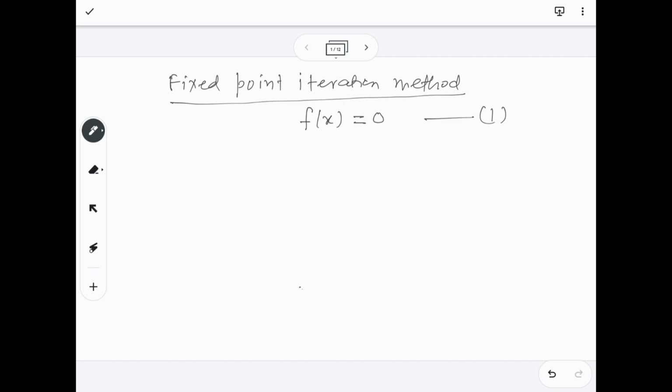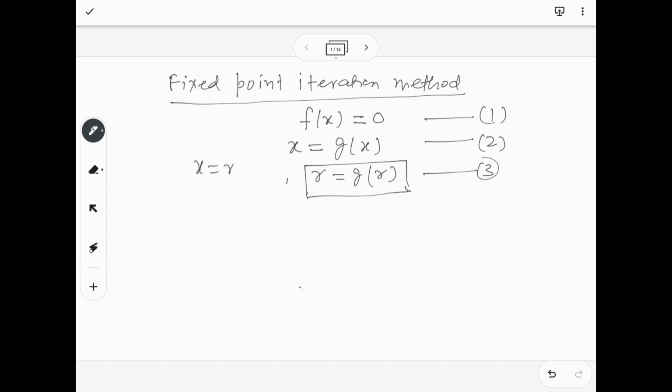Now this equation can be written in its equivalent form as x equal to g of x, where g is another function of x. Now if we say that at some point x equal to r, r is equal to g at r, then r is known as a fixed point, and this is a root of the function.